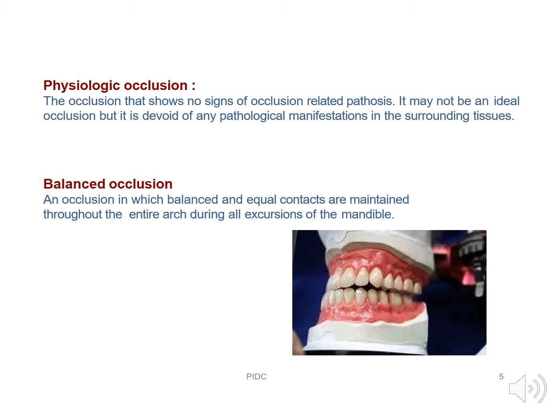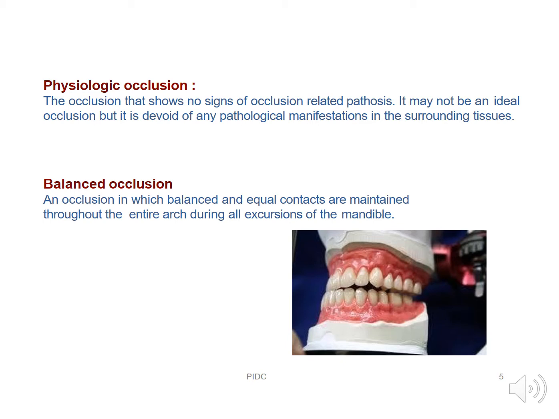Secondly is physiologic occlusion. This occlusion shows no sign of occlusion-related pathosis, such as traumatic occlusion or crossbite. It may not be an ideal occlusion, but there will be no other pathological manifestation in the surrounding tissue, such as ulcer or gingival recession.